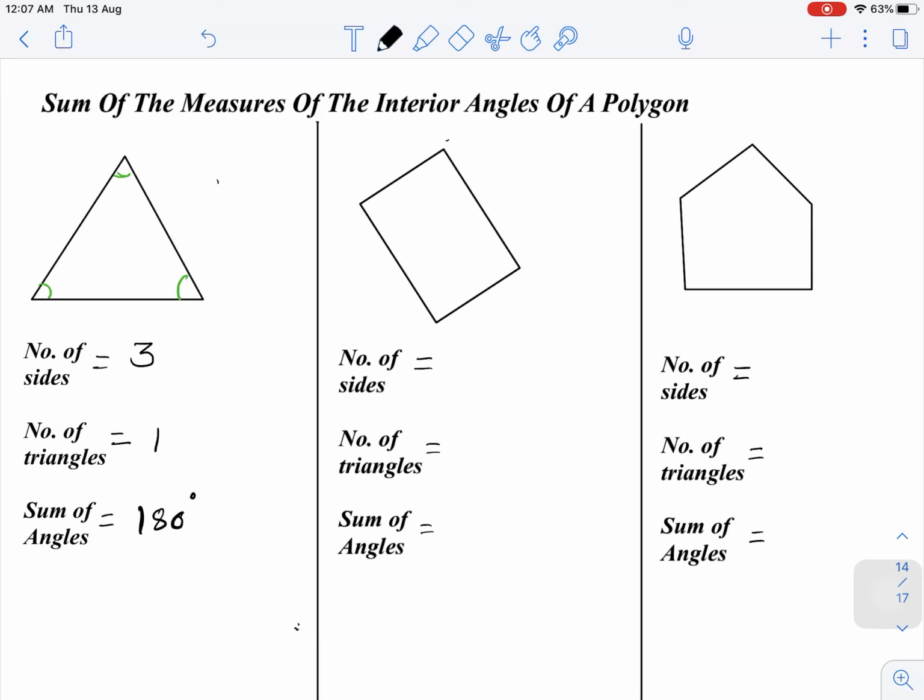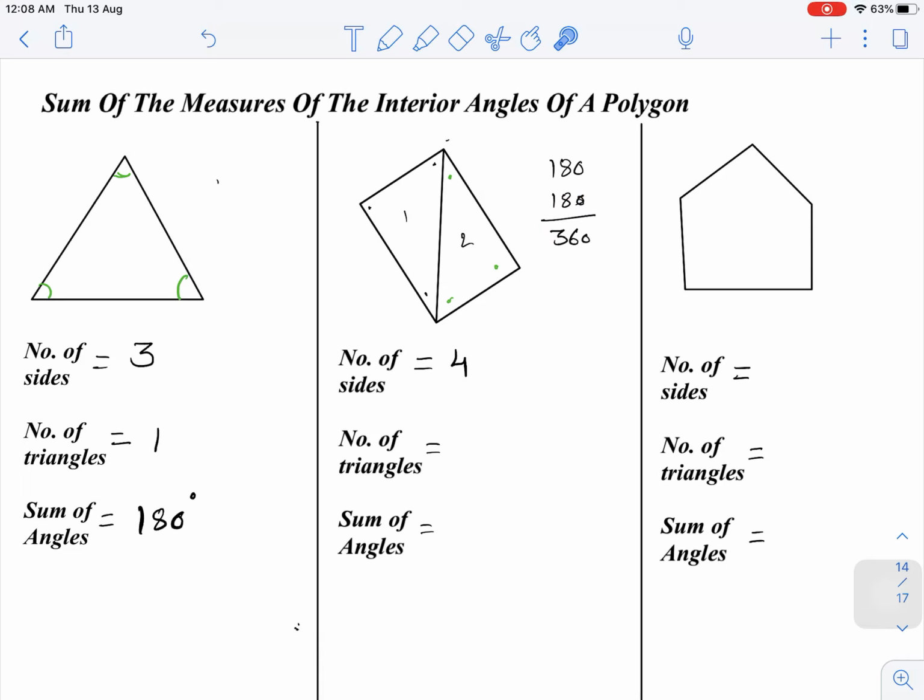Now look at this second figure. Here we have a quadrilateral. How many sides are there? There are four sides. Now suppose that this one is a regular quadrilateral. If we draw a line, the given quadrilateral is divided into two triangles. This is the first triangle, this is our second triangle. The sum of all interior angles of this triangle will be 180 degrees, and for this triangle also it will be 180 degrees. So if we add them, the sum of all interior angles of this quadrilateral should be 360.